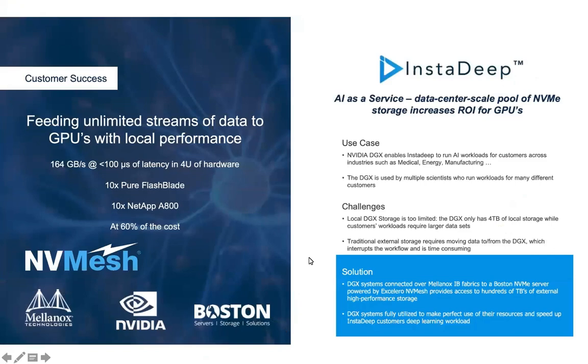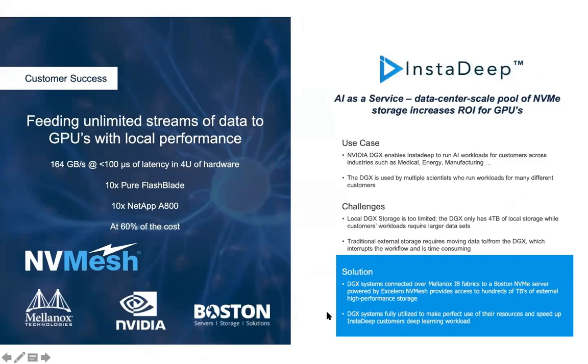All right, so is anybody doing all this stuff we're talking about? And the answer is yes. NVMesh and Excelero are very happy to have this reference customer named InstaDeep, where they have deployed just this. They had DGX-1s and simply realized that either their SATA drives inside the DGX-1s were not fast enough, or they didn't like the fact that in a workflow they always had to copy the data in, use it, wash, rinse, repeat.